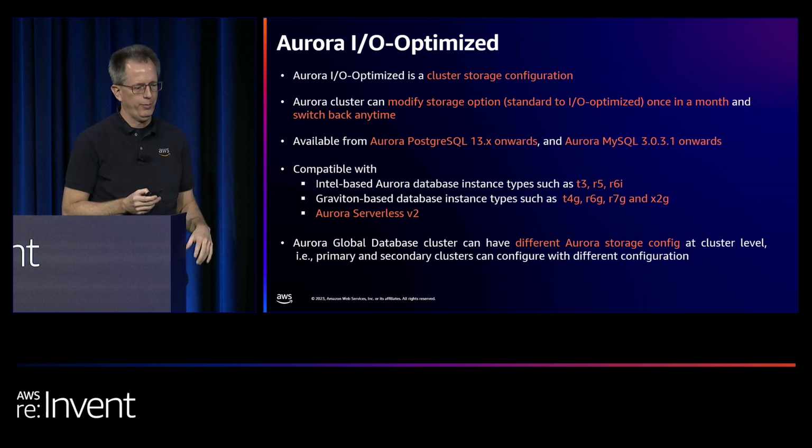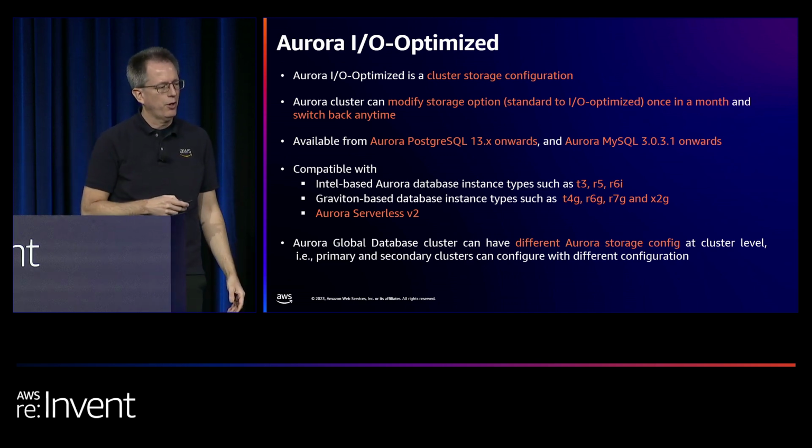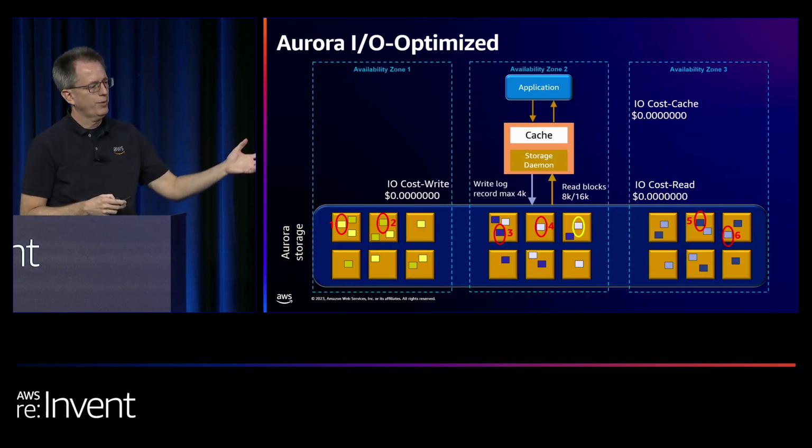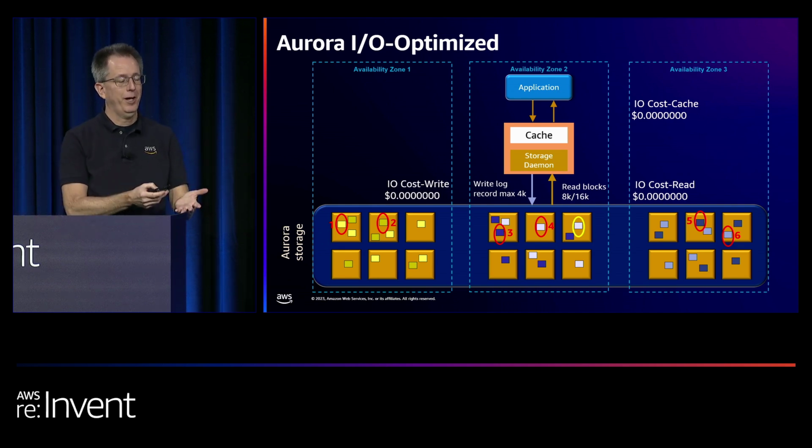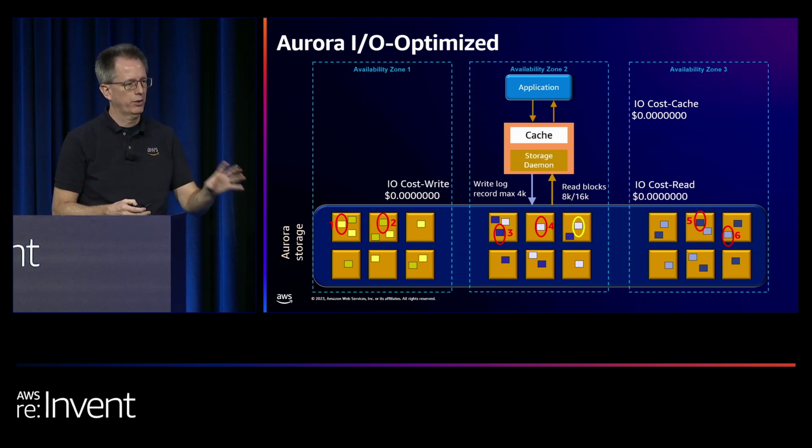I'm not sure why you'd want that, but it's available. So let's go back to that same shot of the cost model, right? And this is just simplifying, saying, if you're on I/O optimized, none of those things cost you anything. You don't have to worry about if you increase your read rate or your write rate, your costs aren't going to change. Very predictable, right?